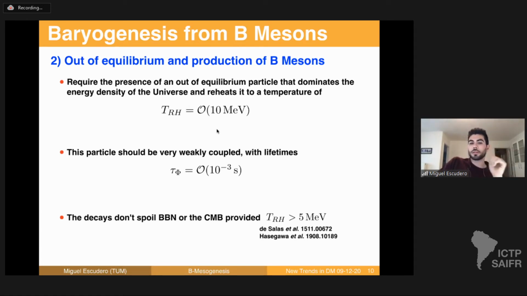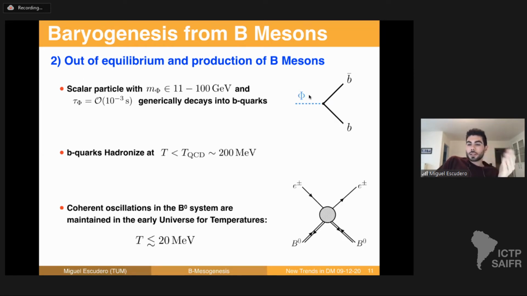For that to happen, the particle should be very, very weakly coupled and should have a lifetime of around a millisecond. These reheating temperatures may seem low, and they are low, but they are totally fine regarding observations, provided that the reheating temperature is larger than 5 MeV. For temperatures above that, we don't spoil BBN predictions or CMB observations.